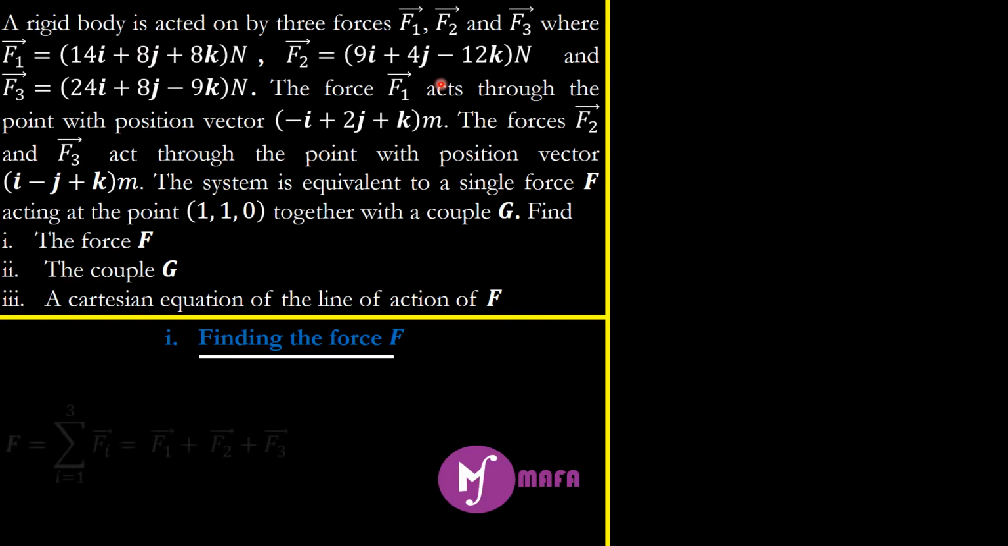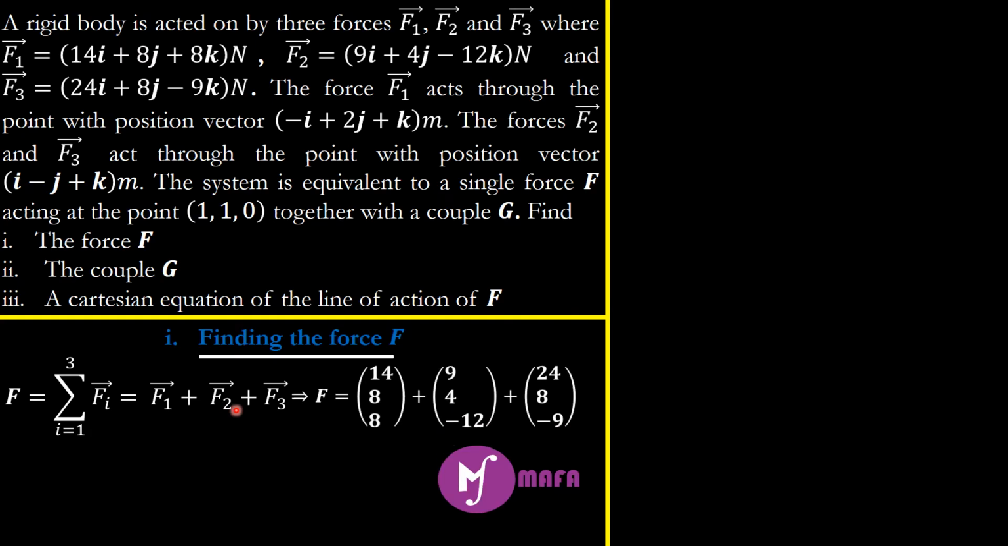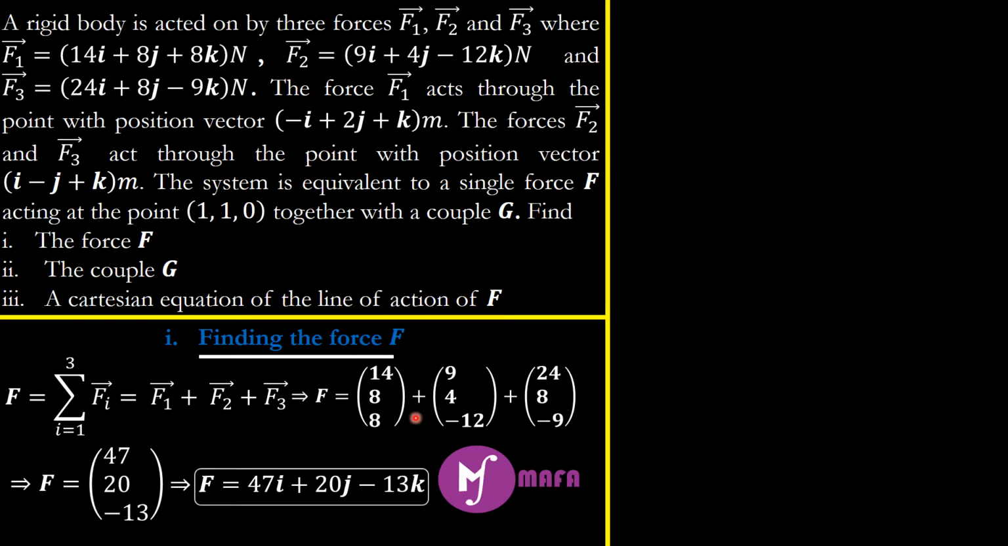So to find a single force, we just need to sum the forces of the system. So our single force is the sum of all the forces F1 plus F2 plus F3. We just need to write the forces in column form, adding the corresponding entries and deducing it as a vector. So the single force F is 47I plus 20J minus 13K.